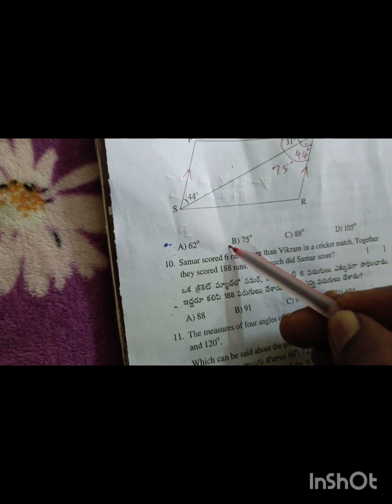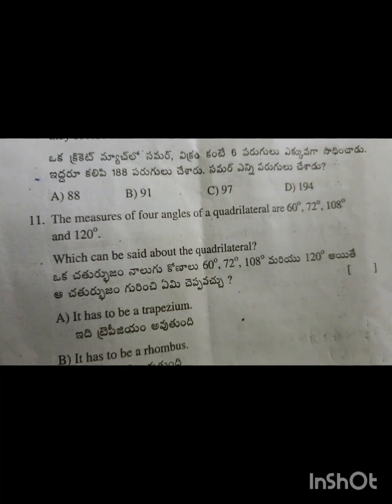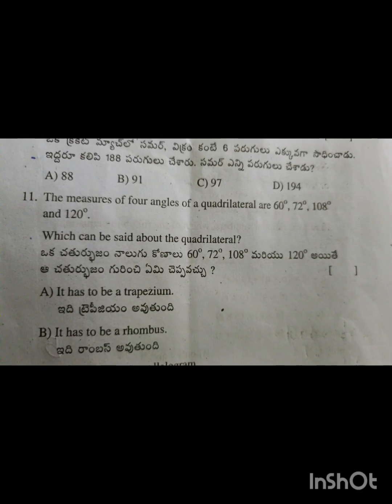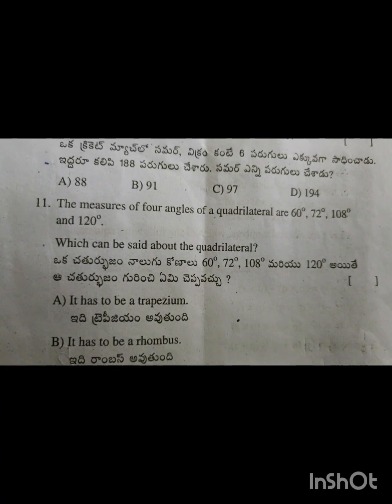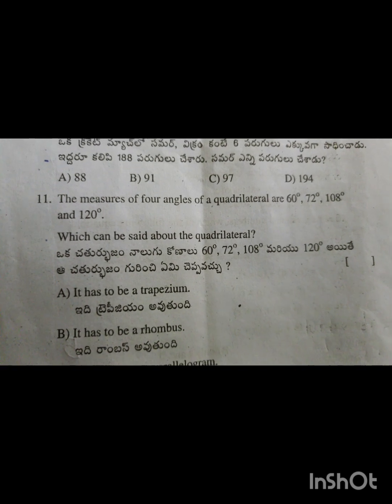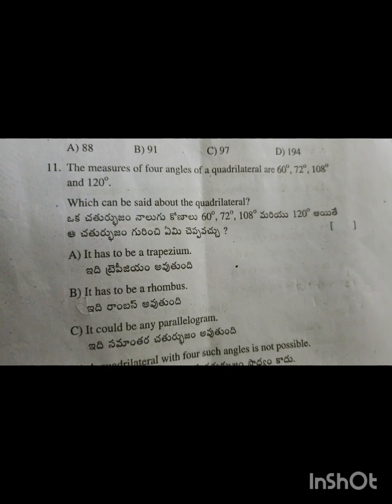So option B. Now in question number 10, the measures of 4 angles of a quadrilateral are 60, 72, 108 and 120. All angles are different. Which can be said about the quadrilateral? Option A, it has to be a trapezium. It has to be a rhombus. It could be any parallelogram. A quadrilateral with 4 such angles is not possible.